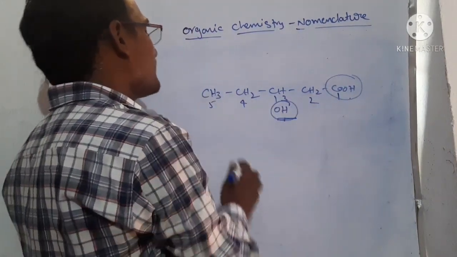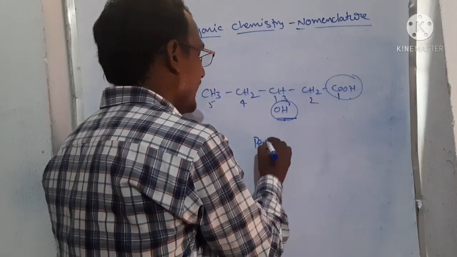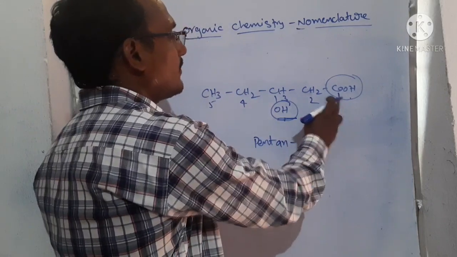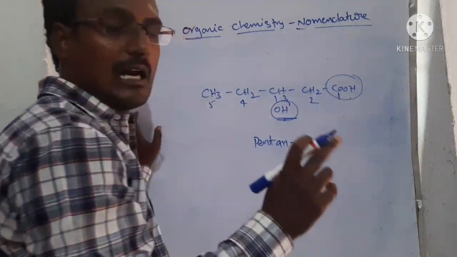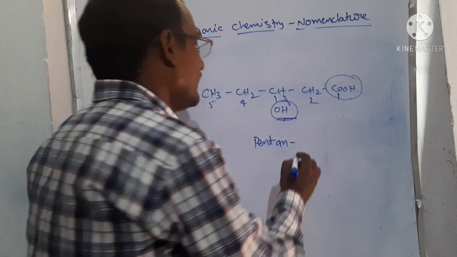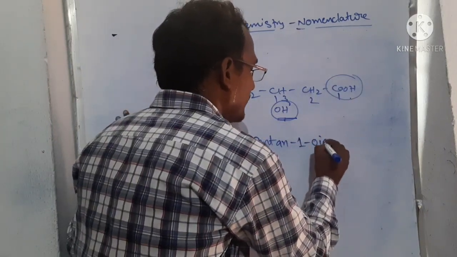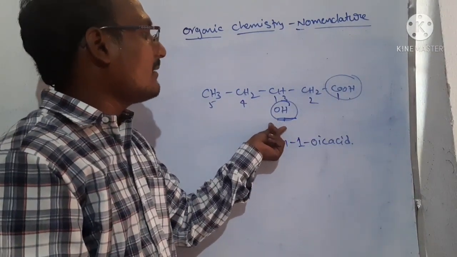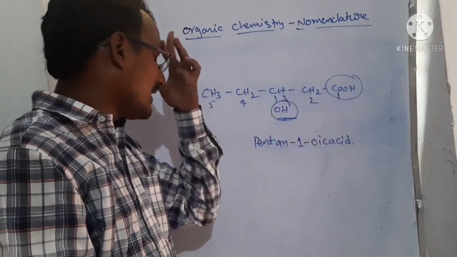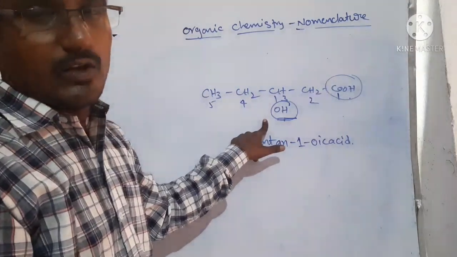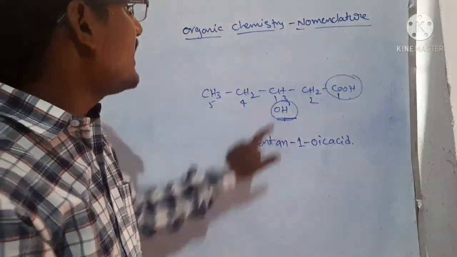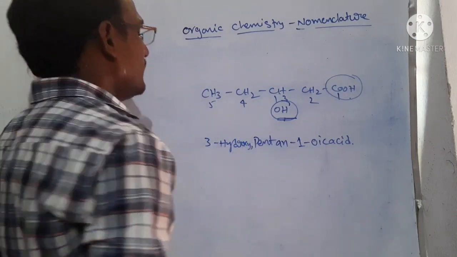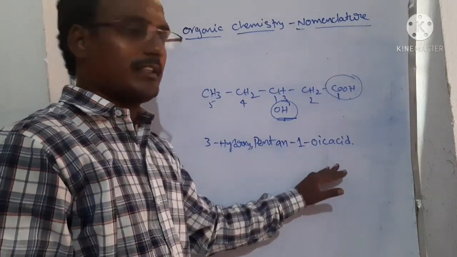So how many carbon atoms are there? 5 carbon atoms. 5 means what? Pent, right? Next, here all are single bonds, that is ane. Here the first position has the oic acid. COOH, carboxylic acid. The suffix is oic acid. That means 1-oic acid. Here the other functional group has much lower priority compared to the COOH. That will become the prefix. The OH prefix, we know, is hydroxy. Which position is it in? Third position. That means 3-hydroxy. So 3-hydroxypentan-1-oic acid, right?